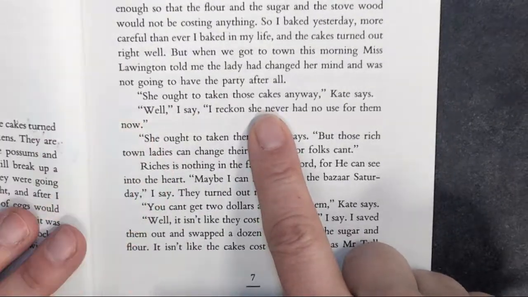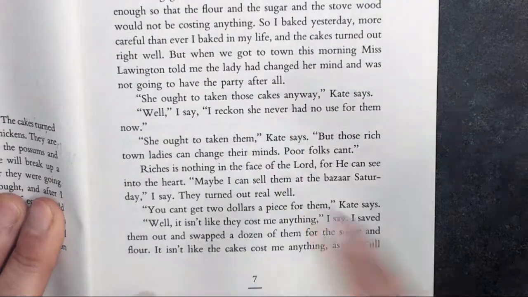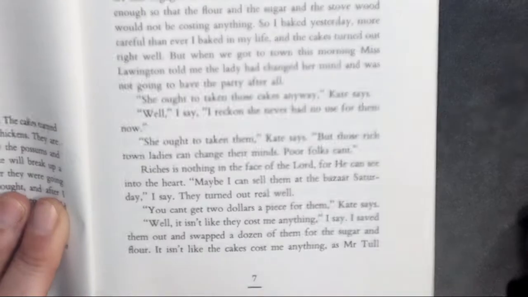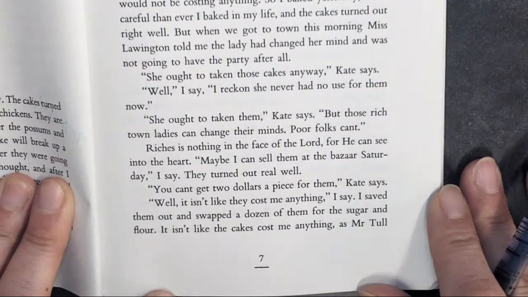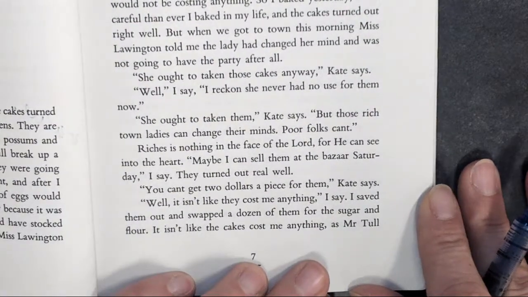She ought to have taken those cakes anyway, Kate says. Well, I say, I reckon she never had no use for them now. She ought to taken them, Kate says. But those rich town ladies can change their minds.